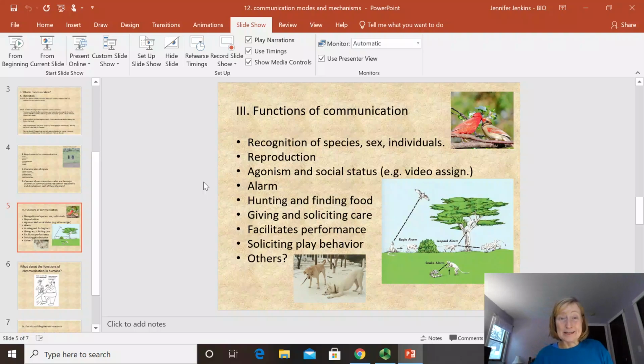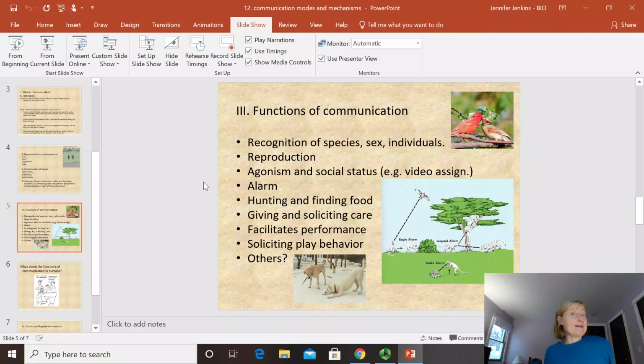Communication can function clearly in reproduction as well. Many animals have striking displays, courtship displays. So either visual or auditory or a combination, ritualized courtship displays. Fishes and birds in particular are very good at them. These ritualized courtship displays help to identify a species. It helps to assess individual condition.